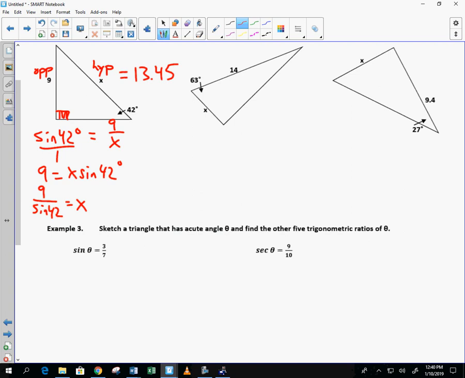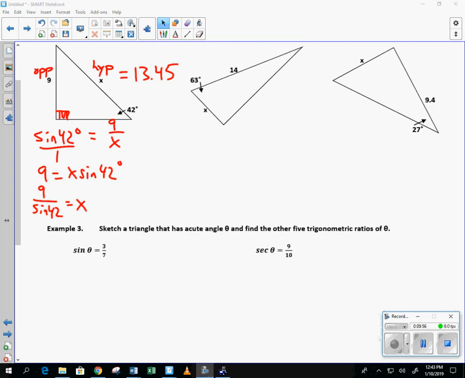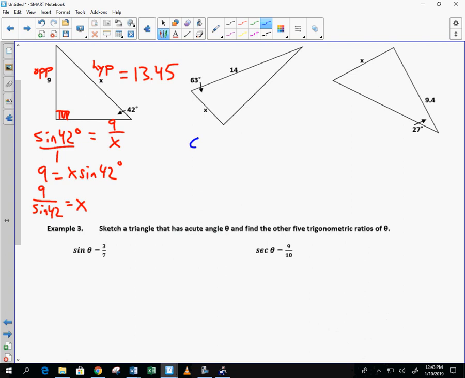Please, on your own, try the next two. Ready, set, go. We check the answer? Okay, so here you would choose to use cosine of 63 is equal to x over 14. You solve and you get x is. Here you choose to use tangent of 27 degrees is equal to x over 9.4. You get x is.